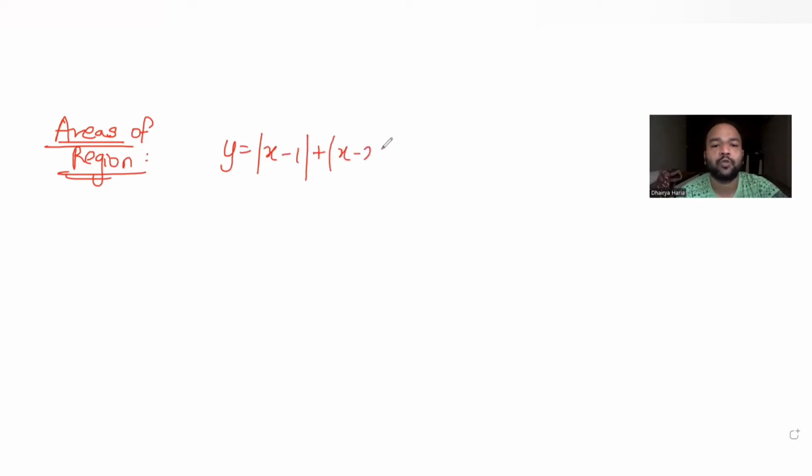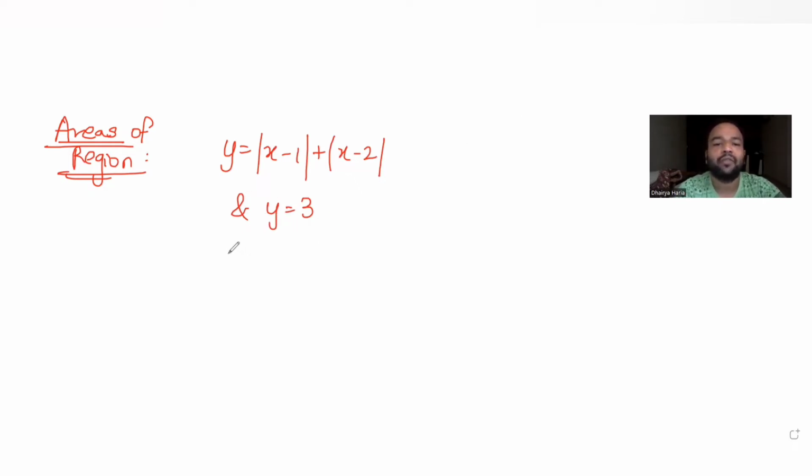Let's see today's question. Today's question we are taking from the topic of integration, where we are finding the areas of the region using integration. The question tells us that the area bounded by two curves, the first curve is y equal to mod of x minus 1 plus mod of x minus 2, and the other equation is y equal to 3. We need to find the area bounded by these regions, y equals mod of x minus 1 plus mod of x minus 2, and y equal to 3.